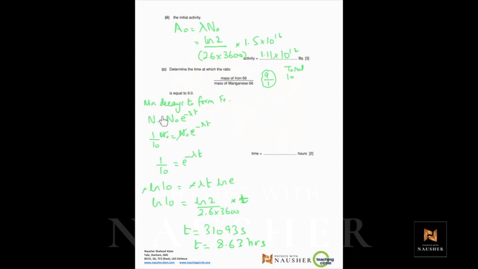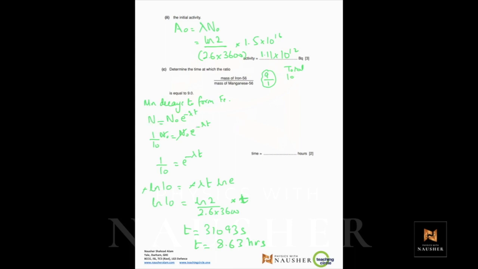So I use the equation N equals N naught e to the power minus lambda t. That means we're trying to find the time at which 1/10 of manganese is left, because manganese was decaying. So how much manganese is left? 1/10 is left. 9 is the one which is forming, and this equation is the one which decays, right? Manganese decays, so you have to apply it on manganese.